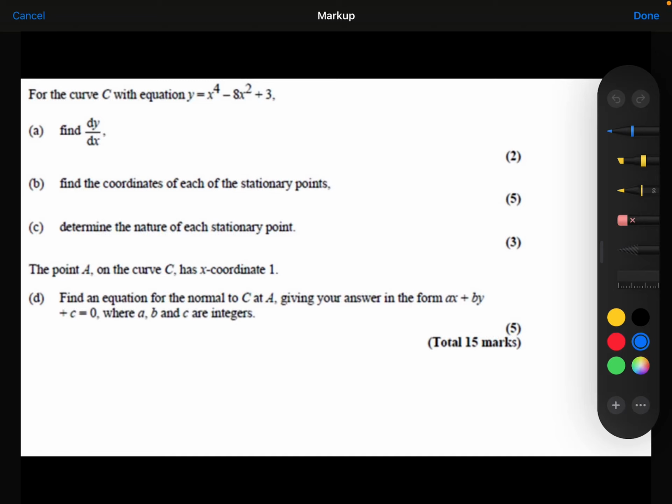Curve C has the equation y equals x to the power 4 minus 8x squared plus 3. Part A says to find dy by dx. So we're going to differentiate this function.